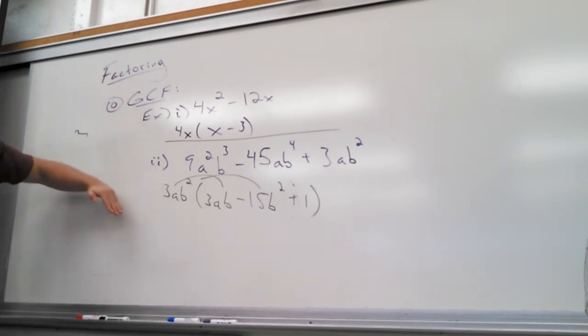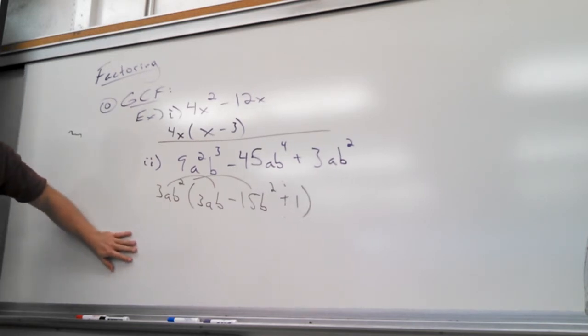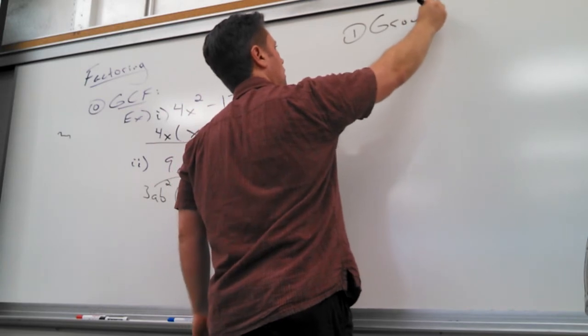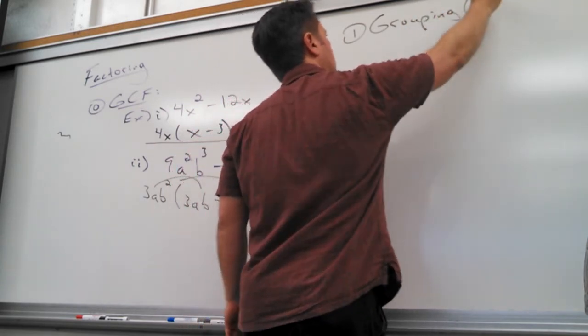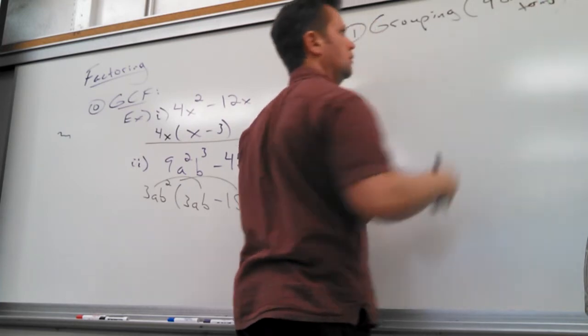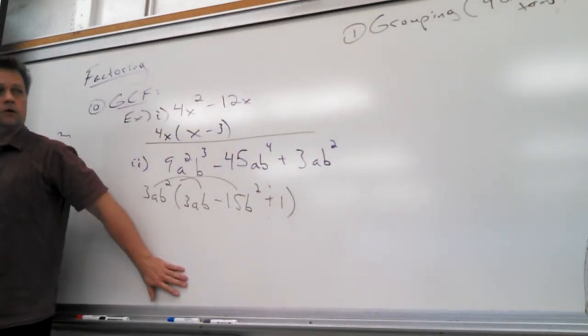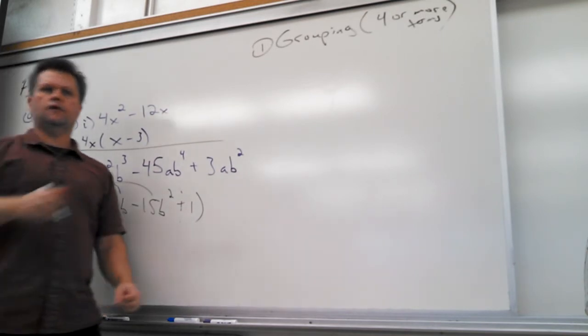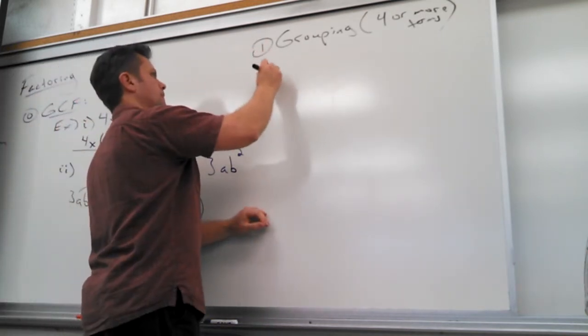Then the next level is grouping, right? It's basically GCF, just a little bit weirder. Does this sound familiar? You do this with 4 or more terms. I like it. So you got something like this.